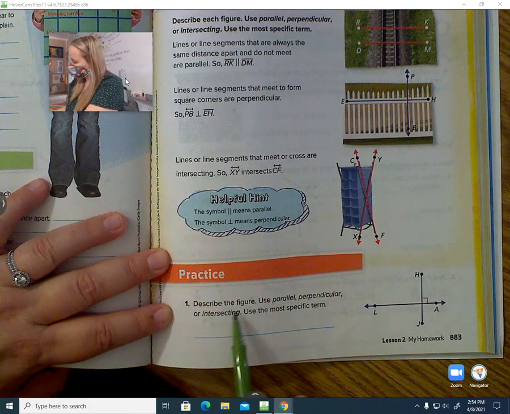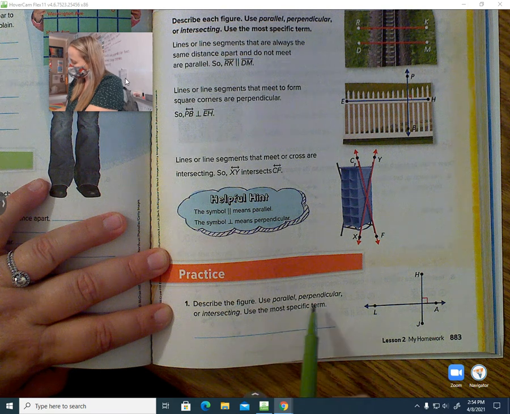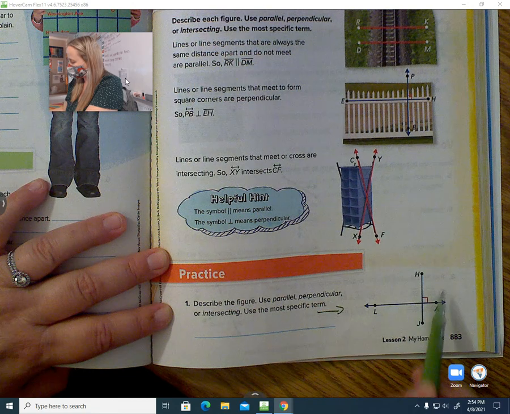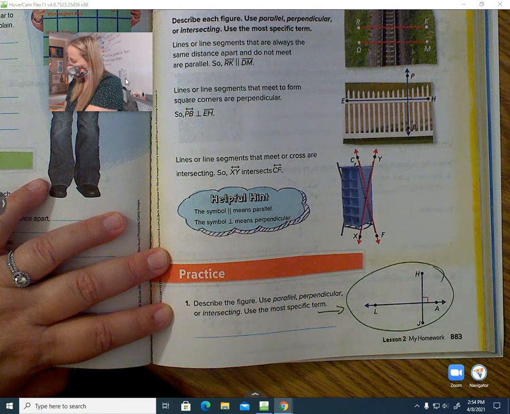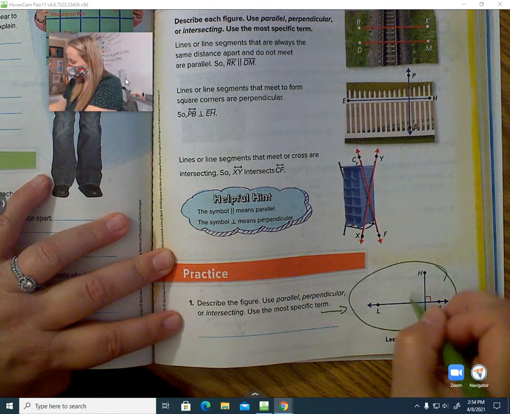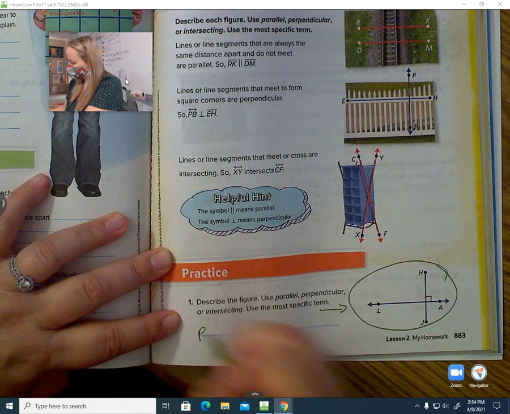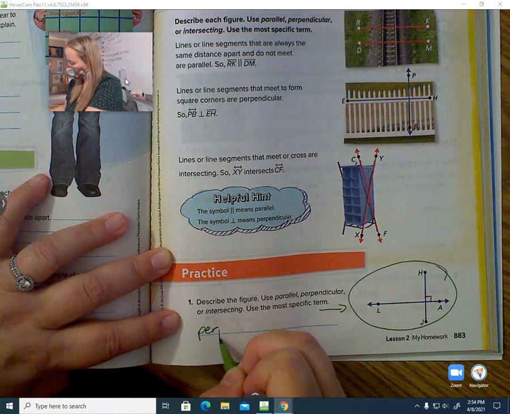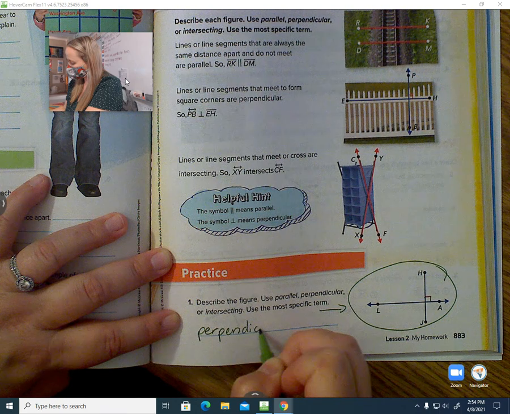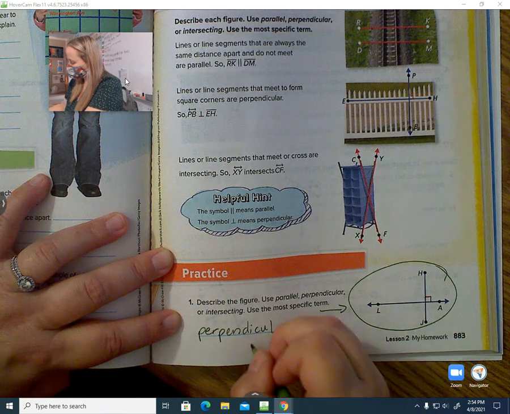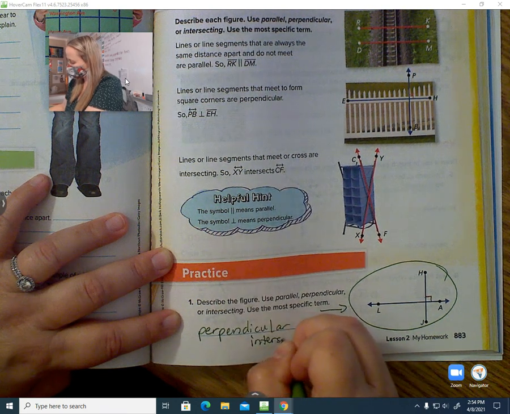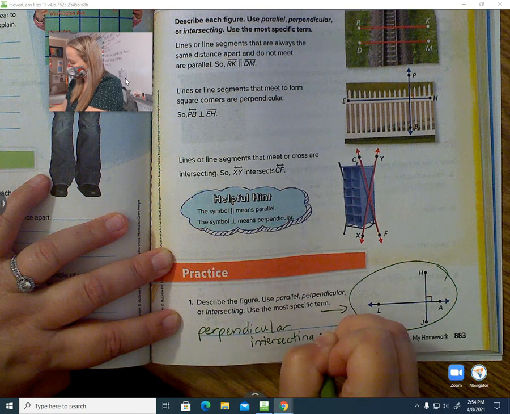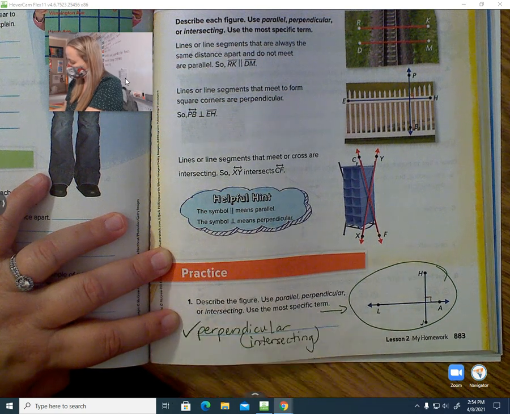Okay, describe the figure. Use parallel, perpendicular, or intersecting. Use the most specific term. So they're talking about this figure right here. This is, well, it meets at a square corner, so it is perpendicular. But remember, we talked about that this is also intersecting. But because they said use the most specific term, they want you to say perpendicular.